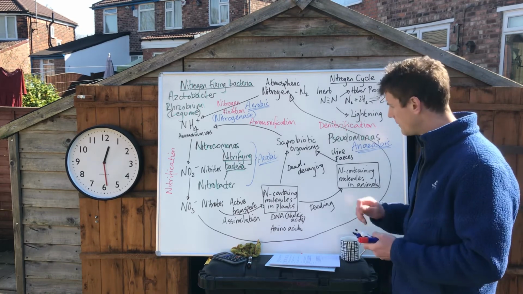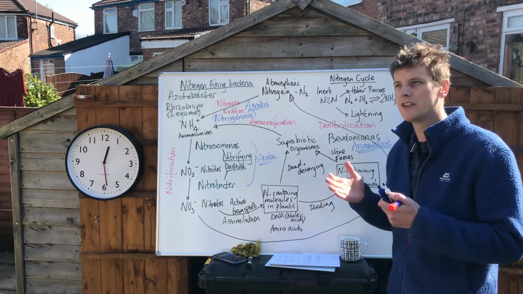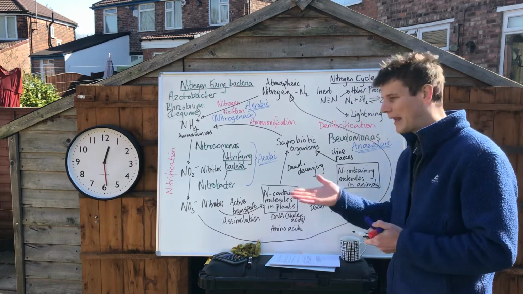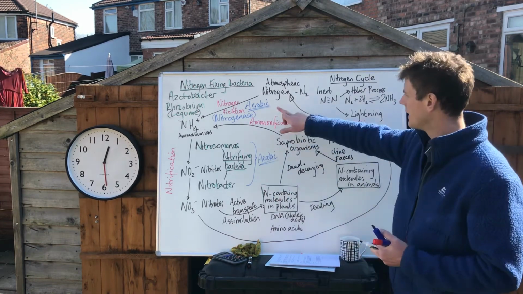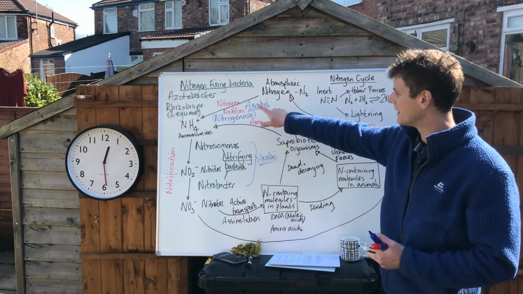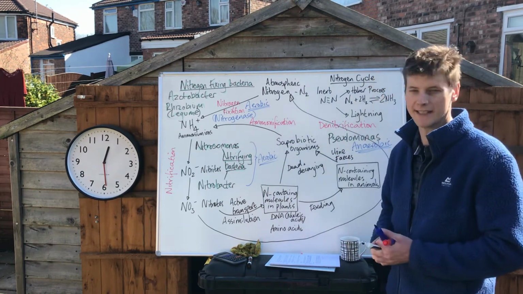So then, farmers do a few things. They drain waterlogged fields. They plough, which turns the soil over. Both of those things create aerobic conditions for the nitrogen-fixing bacteria and the nitrifying bacteria.